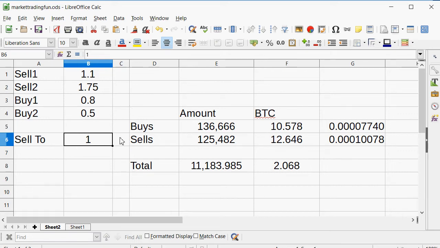Now as far as, again, the sell to, if I decide to sell this to say 0.99, which means I'd sell a bit more, I would get a little bit more profit. 9.8.